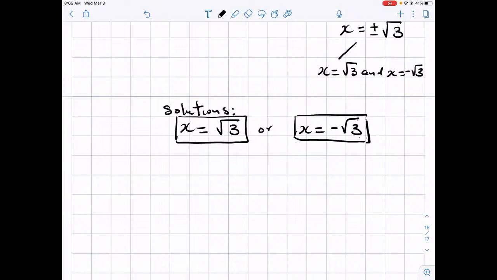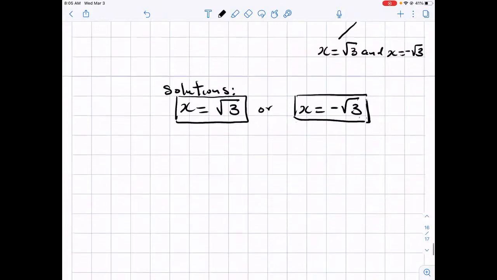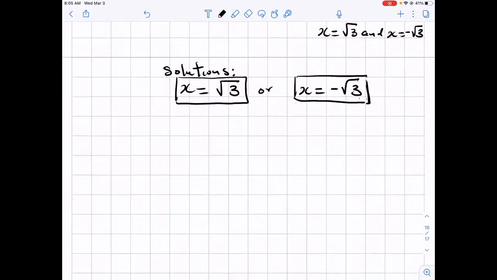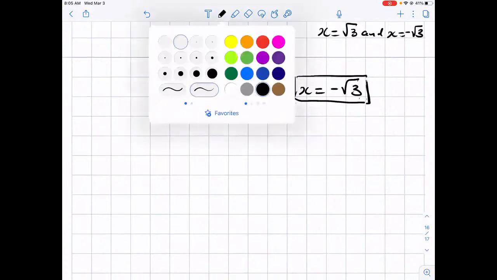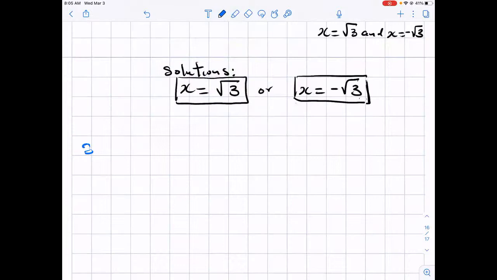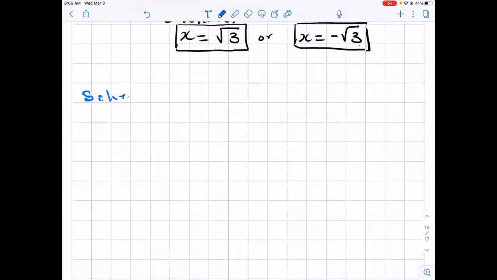Now, let's try to solve by completing the square.